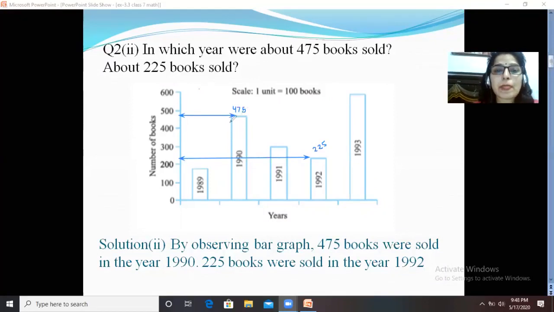Here we can see by marking these lines I have mentioned over here, more than 450 but less than 500, approximately 475. And then in the year 1992 you can see this is in the middle of 200 and 250, so it must be 225 in the year 1992. So by observing the bar graph we have concluded that 475 books were sold in the year 1990 and 225 books were sold in the year 1992. This is all about question number 2.